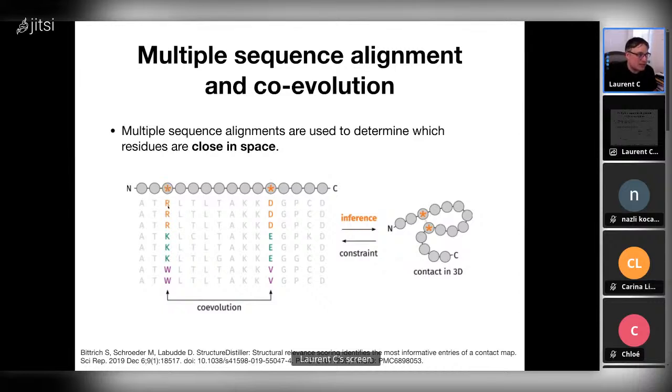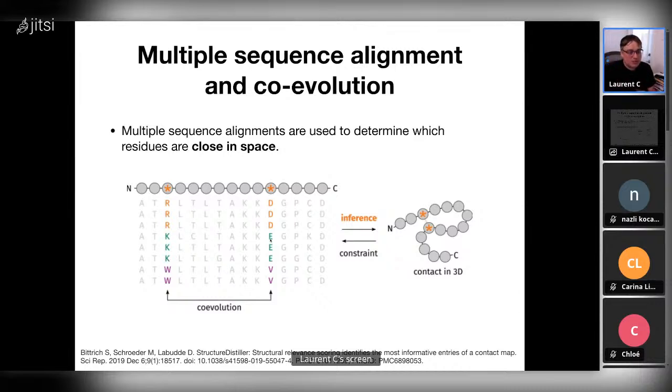And what you see looking at these multiple sequence alignments is that once you have a change at one position, let's say we go from an arginine to a lysine residue, you will have another change that will occur at this other position, changing from an aspartic acid to a glutamic acid. So when you see those changes in the multiple sequence alignment, one of the reasons for those changes is a coevolution between two positions, and that informs you that those residues are likely to be close in space.